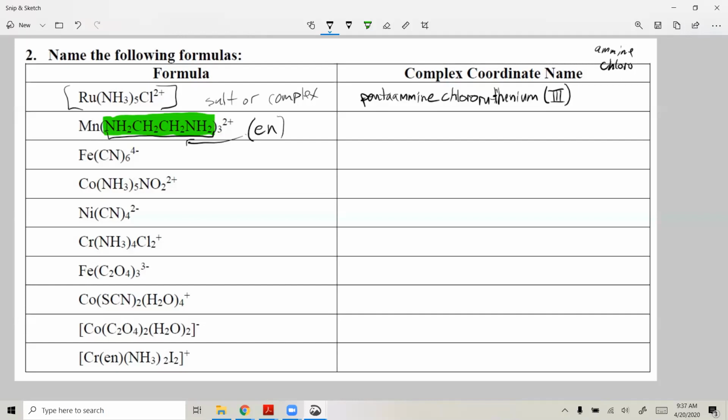So do we just put triethylene diamine, or do we need to do something special because it's ethylene diamine? Tris. Right? So we need to use tris. So this should be tris, parentheses, ethylene diamine. And then we have manganese.